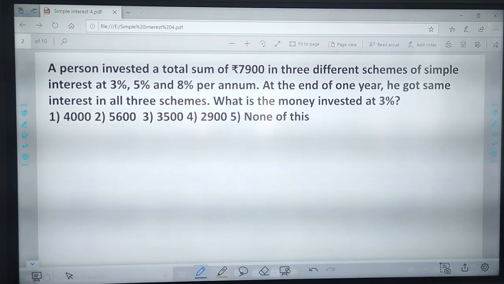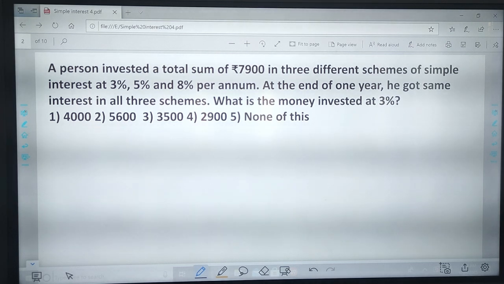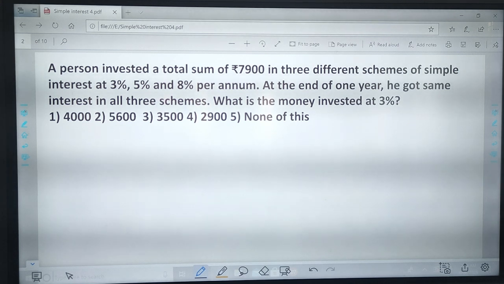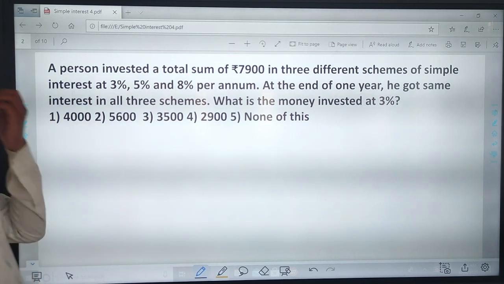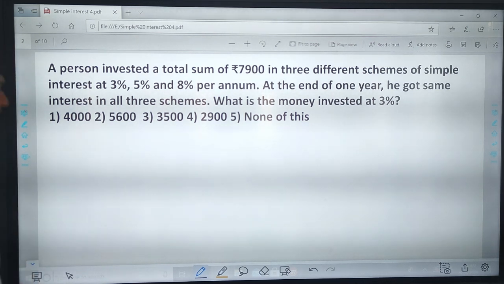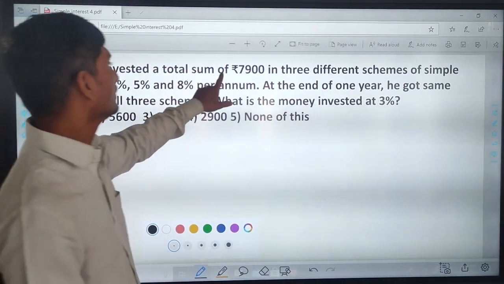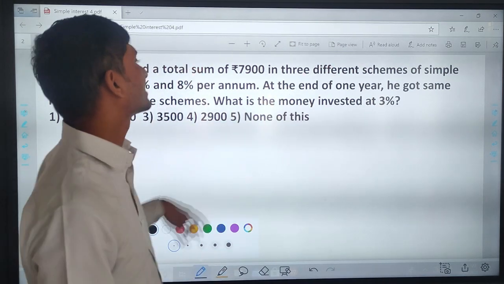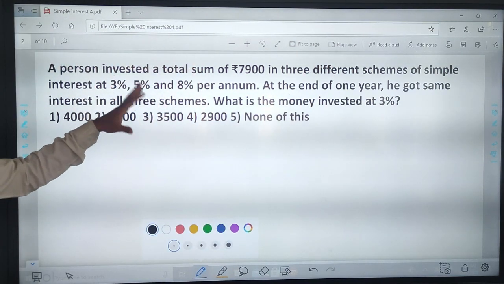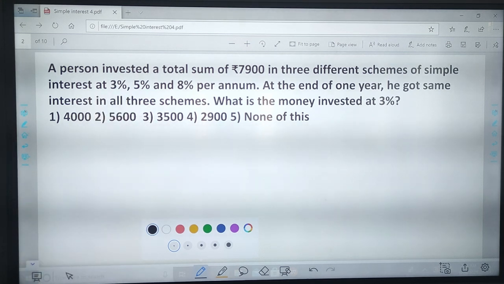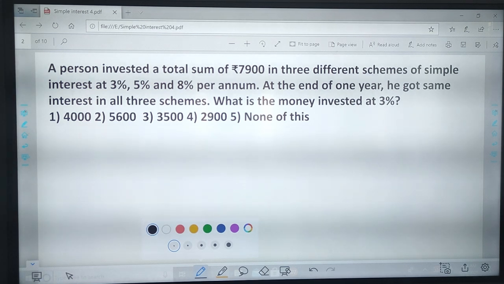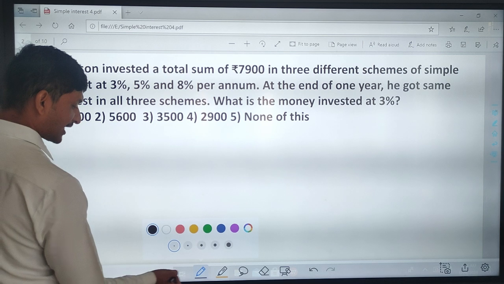per annum. At the end of 1 year, he got the same interest in all three schemes. What is the money invested at 3%? Now here, a person invested a total sum of 7,900 in three different schemes at 3%, at 5% and at 8% per annum. At the end of 1 year, he got the same interest in all three schemes. Then what is the money invested at 3%?